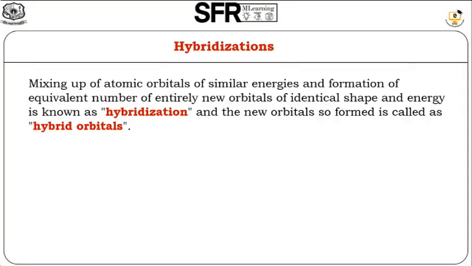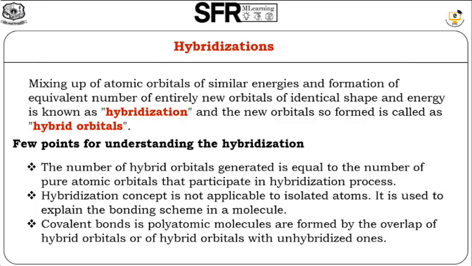First of all, we see what hybridization is. In a nutshell, it is the mixing of atomic orbitals with similar energies, and they form an equivalent number of new orbitals of identical shape and energy. This is called hybridization. The new orbitals are called hybrid orbitals.